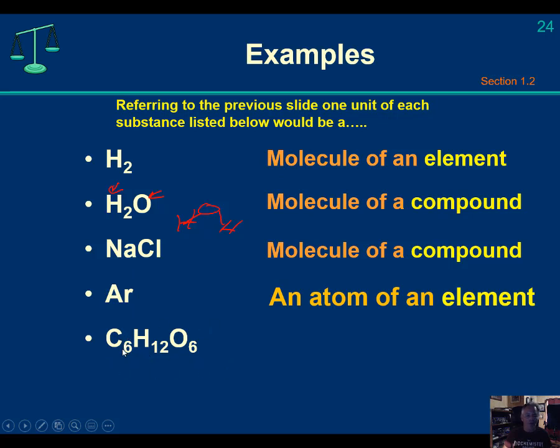This is glucose, once again, and a single discrete unit of glucose we would call a molecule of a compound. Why is it a molecule? Because it's the smallest discrete unit of the compound. Why do we call it a compound? Because there are 2 or more different atoms. We've got carbon, hydrogen, and oxygen chemically bound together in a 6 to 12 to 6 ratio.